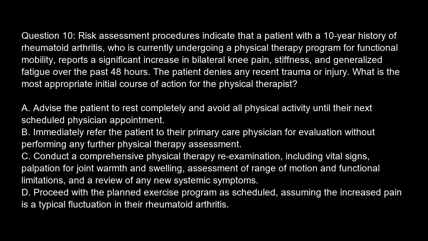Option A. Advise the patient to rest completely and avoid all physical activity until their next scheduled physician appointment. Option B. Immediately refer the patient to their primary care physician for evaluation without performing any further physical therapy assessment. Option C. Conduct a comprehensive physical therapy re-examination, including vital signs, palpation for joint warmth and swelling, assessment of range of motion and functional limitations, and a review of any new systemic symptoms. Option D. Proceed with the planned exercise program as scheduled, assuming the increased pain is a typical fluctuation in their rheumatoid arthritis.